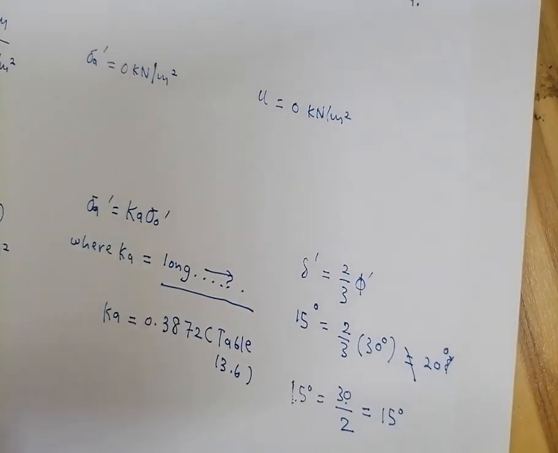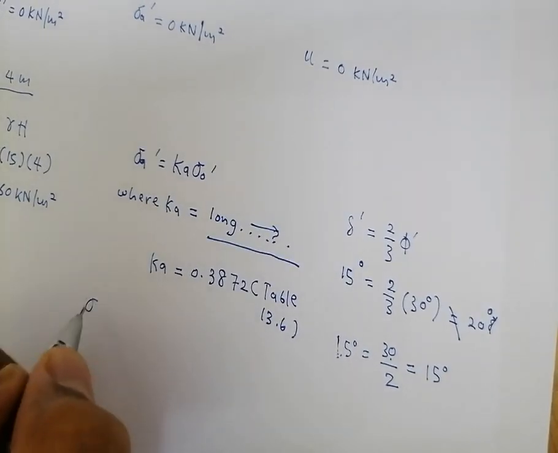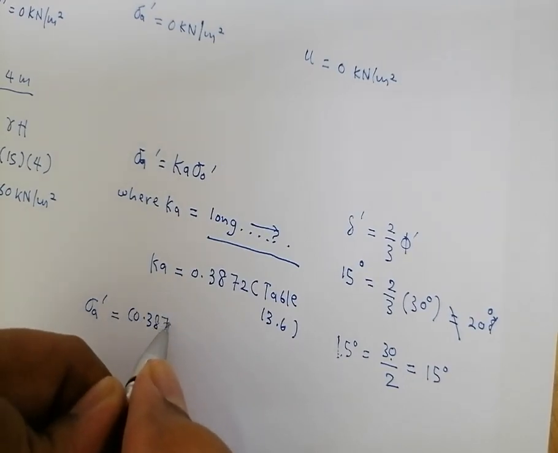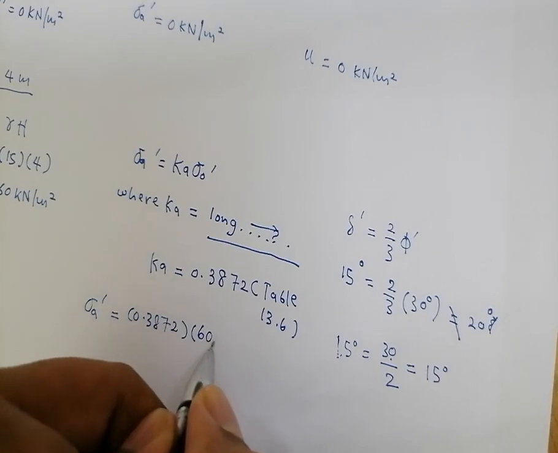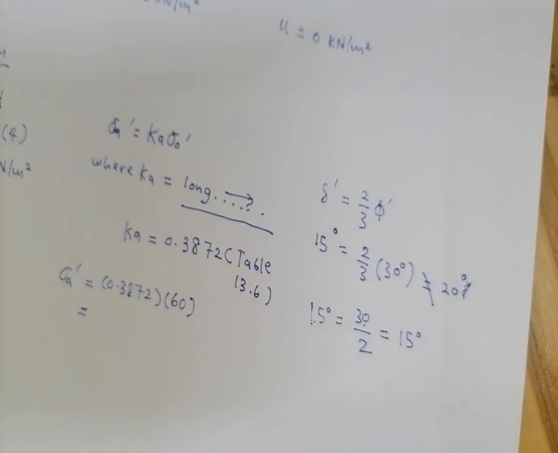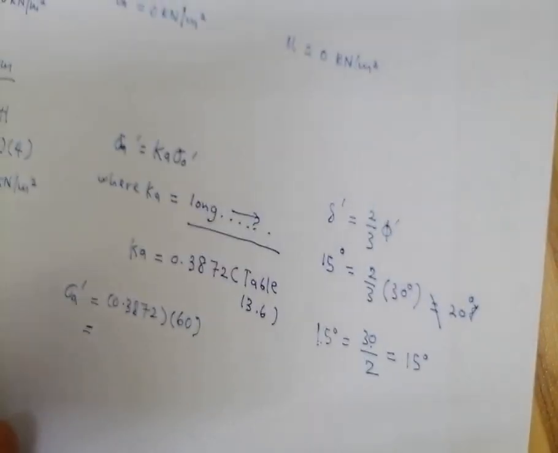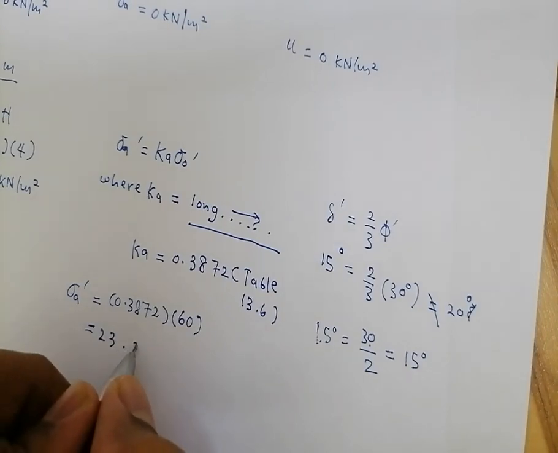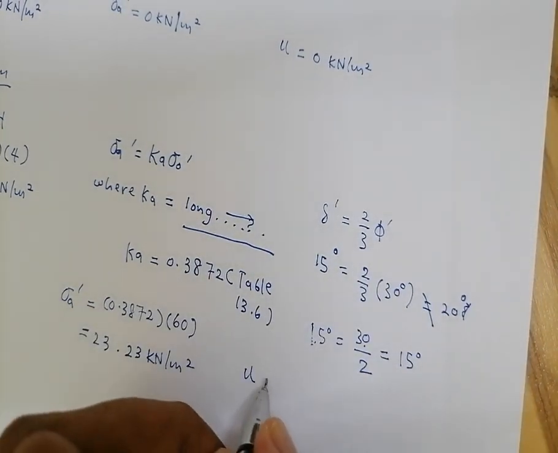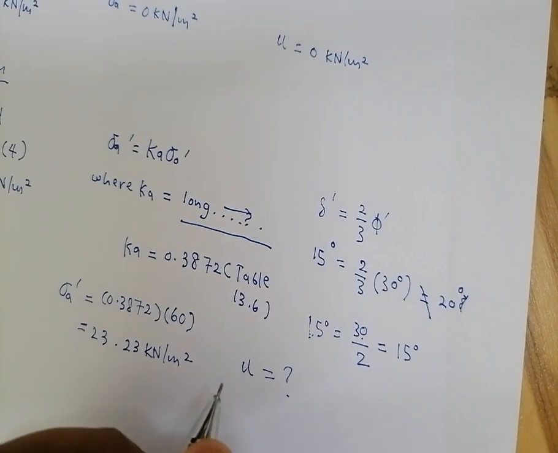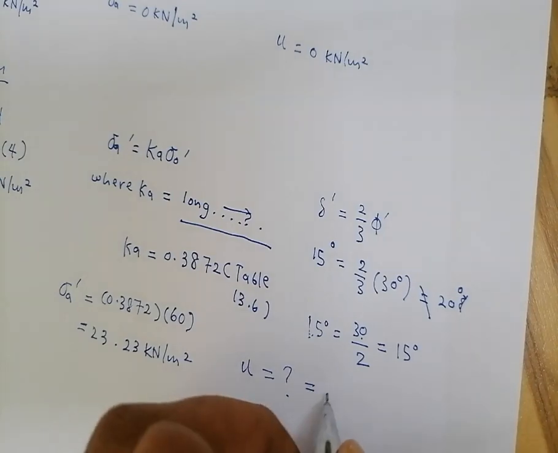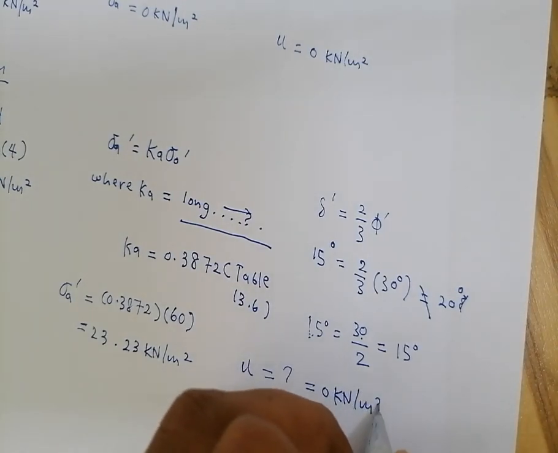All right, so let's get back to our task here. So now the active earth pressure equals 0.3872 times 60, the vertical effective stress. Please bear with me. So this equals 23.23 kilonewton per meter square. Okay, what about the pore pressure? We don't have any pore pressure, because the groundwater table is way below the retaining wall. So pore water pressure is also 0 kilonewton per meter square.